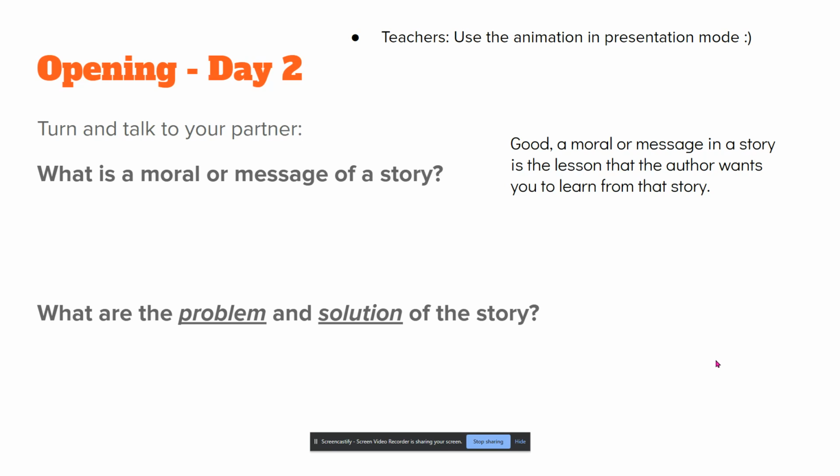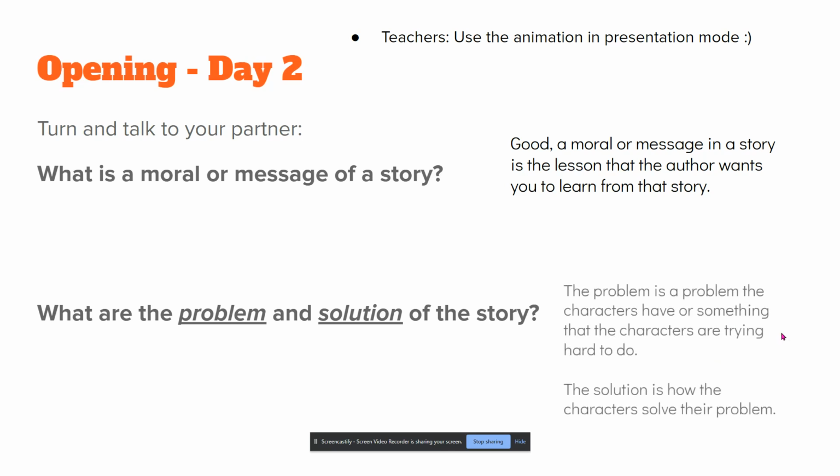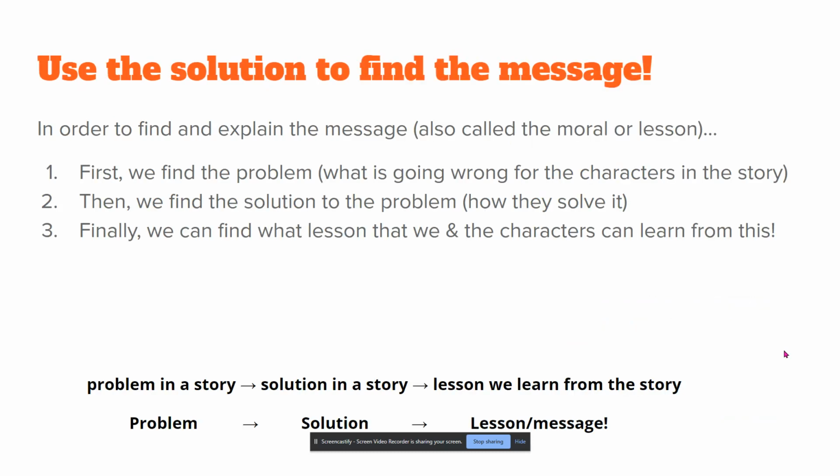What are the problem and solution of the story? The problem is a problem the characters have, or something that the characters are trying hard to do. The solution is how the characters solve their problem. Use the solution to find the message.